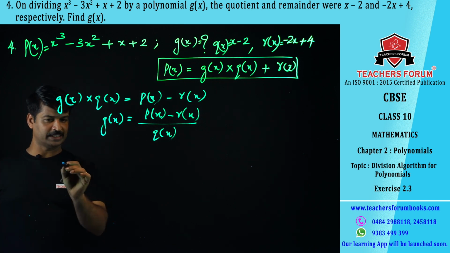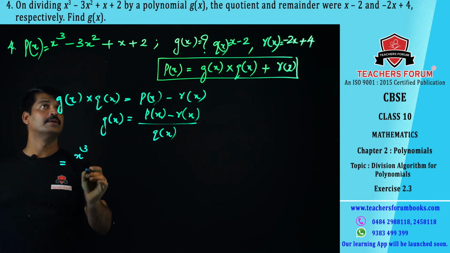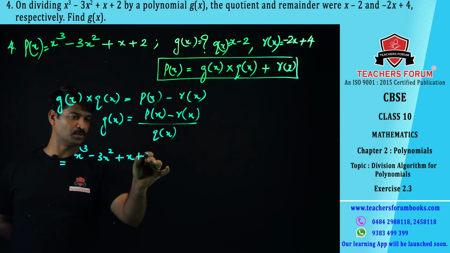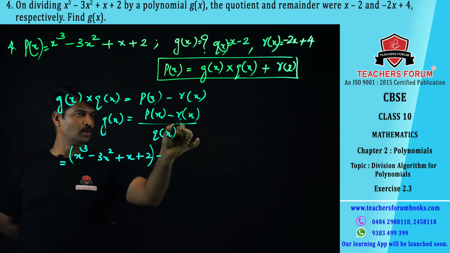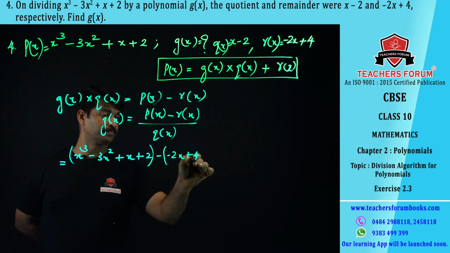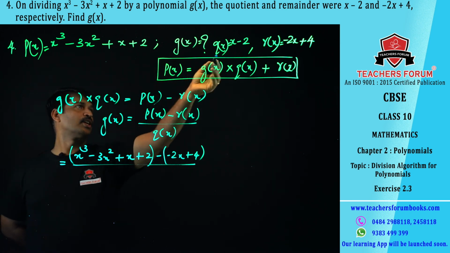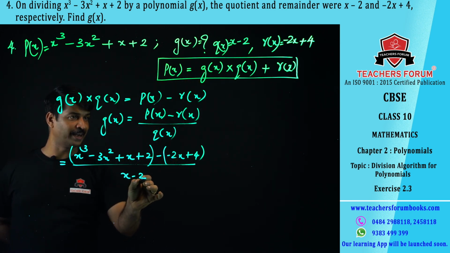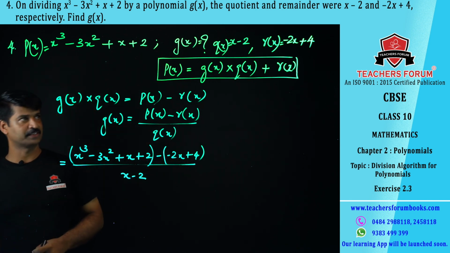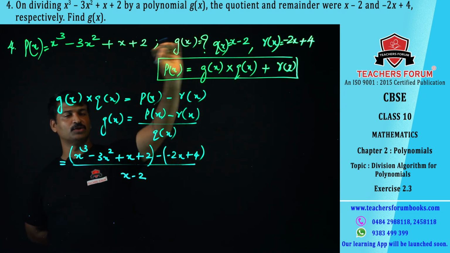Okay. Now can you tell me what is p of x? P of x is equal to x cube minus 3x square plus x plus 2, that is p of x, minus, what is r of x? R of x is given as minus 2x plus 4, divided by q of x. What is q of x? Q of x is equal to x minus 2. So when you divide p of x minus r of x by q of x, you will be getting g of x. That is what you have to find out. Okay, you are given p of x, q of x, r of x. You have to find out what is g of x.